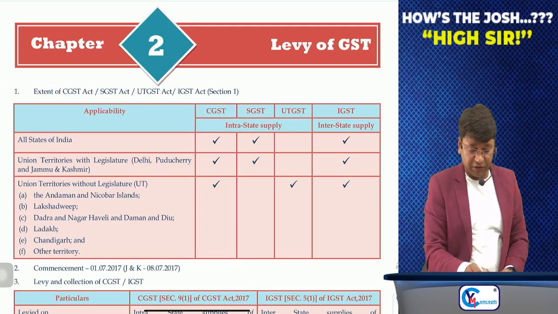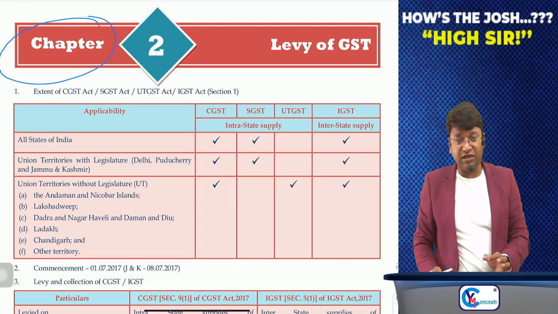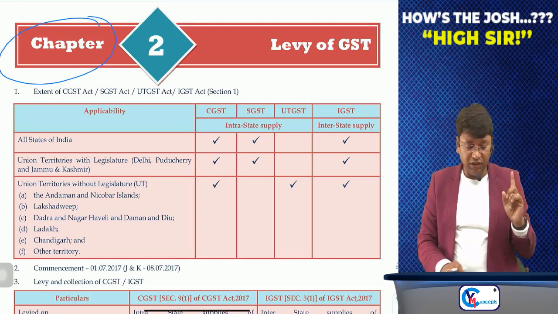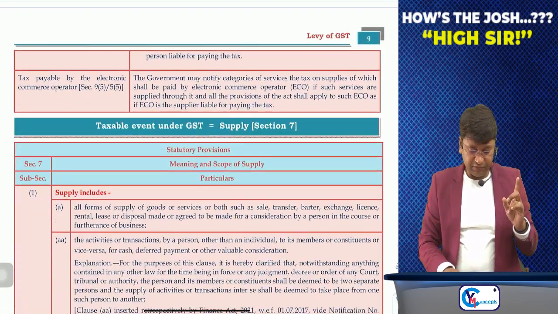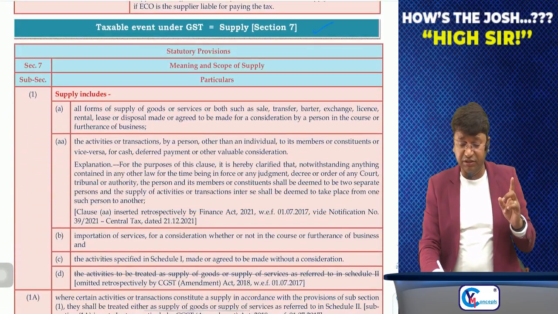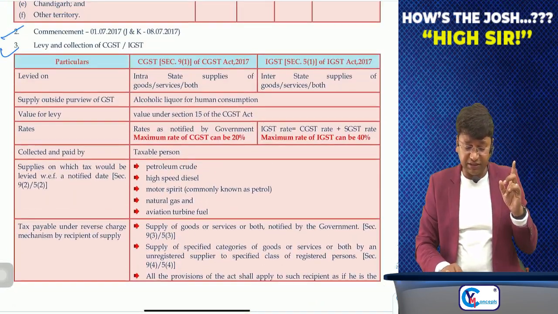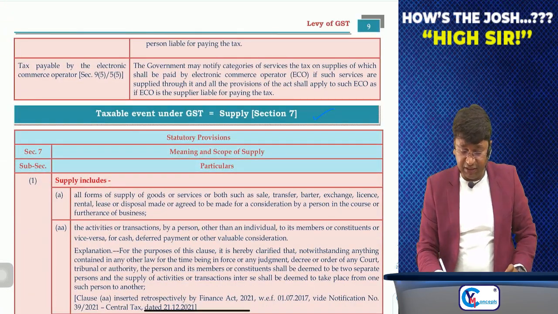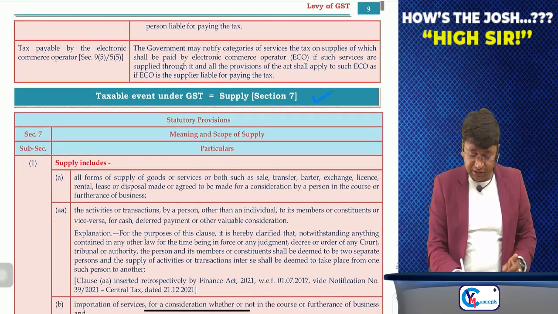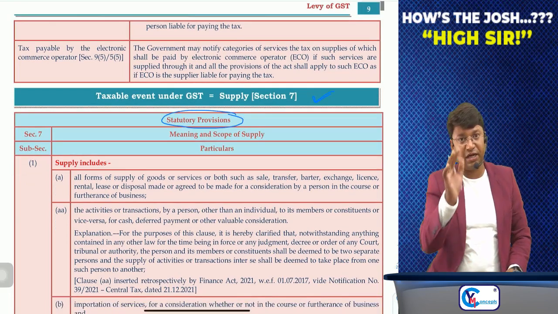Sir, this lecture started from chapter number 2. This we have read. Levy we have read. This was the charging section, section number 9 and section number 5(1) of the IGST Act. Then it is section number 7. This is the statutory provision, means this is the bare act part.